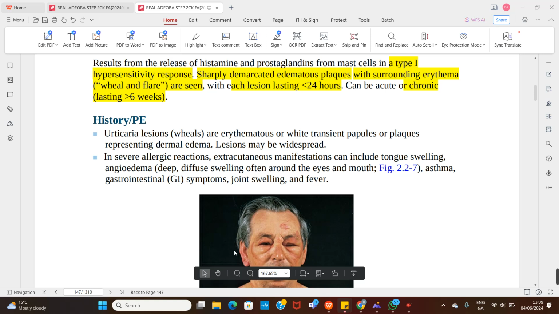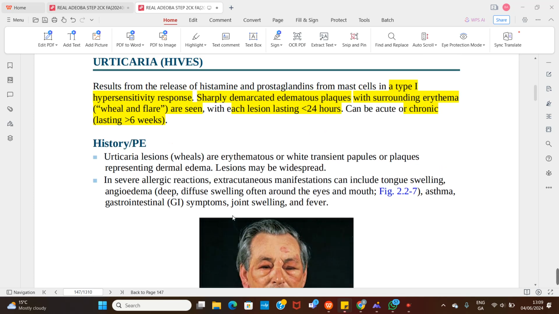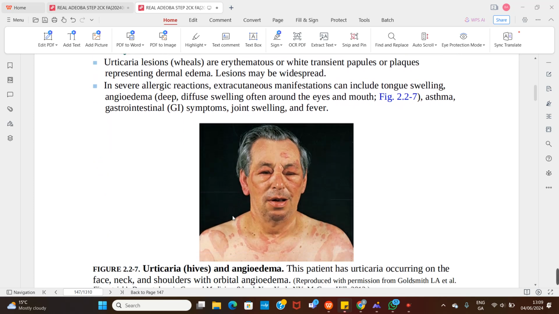They appear as sharply demarcated, edematous plaques with surrounding areas of erythema, just like we have here. They are sharply, well demarcated edematous plaques with a surrounding area of erythema. And we have to talk about the fact that they are transient.